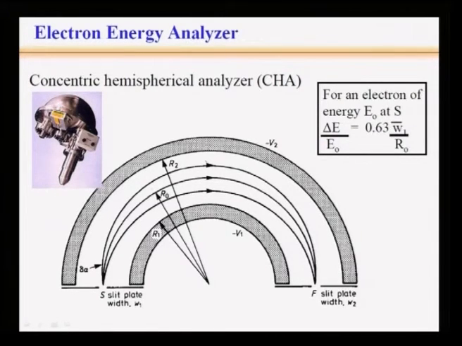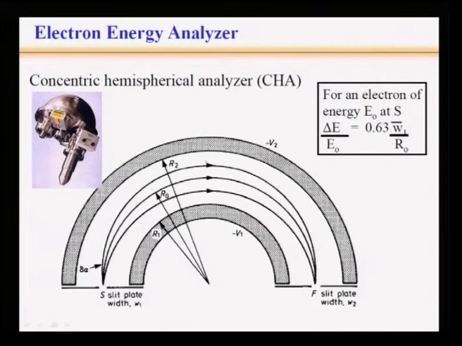What is the electron energy analyzer? Basically, the heart of the instrument is the electron energy analyzer. We have an X-ray source in this instrument, and when the X-rays fall on the sample, they generate photoelectrons. These photoelectrons are then captured, and their energies are measured, and this is done by the electron energy analyzer.